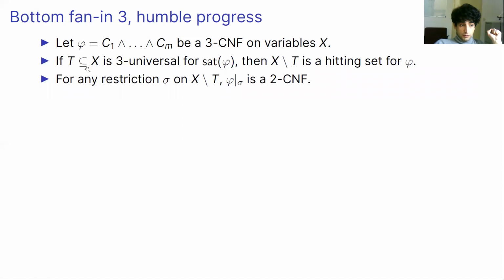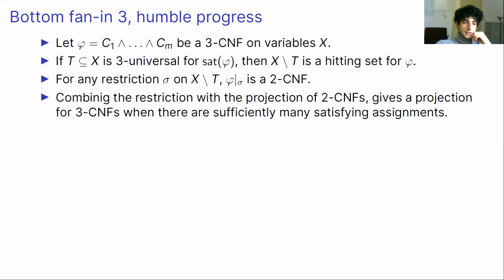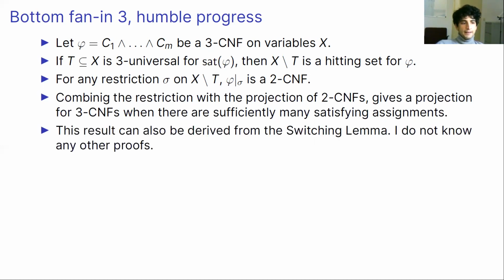So therefore, a large universal 3-dimension for the satisfying assignments gives us a small hitting set. And hitting sets are useful for 3 CNFs because if we restrict on a hitting set, then the restriction is a 2 CNF, and we understand 2 CNFs. So if we have sufficiently many satisfying assignments, we can find a hitting set and restrict it, and then get a 2 CNF, and then get a projection. So if we have sufficiently many satisfying assignments, then we get projections. And we can prove a precise bound on this.